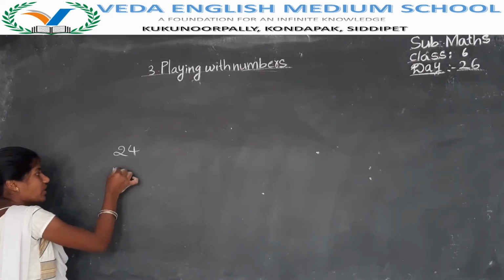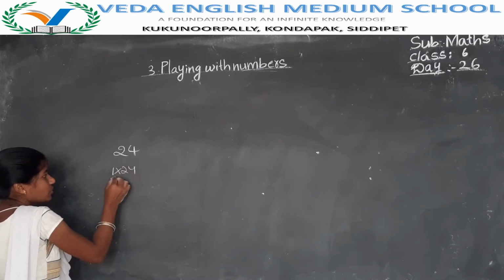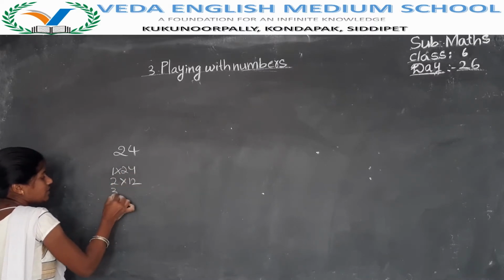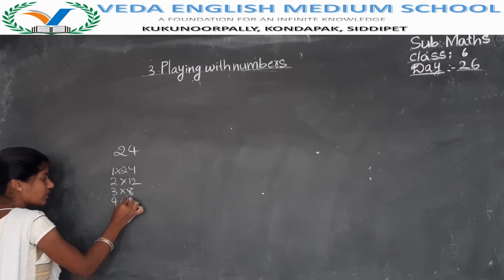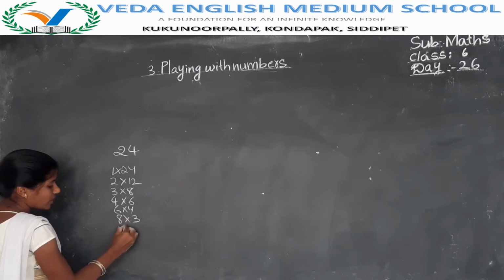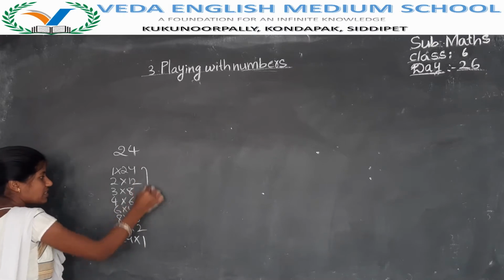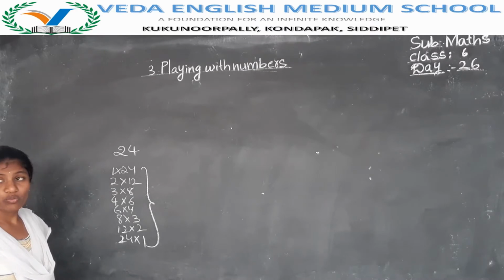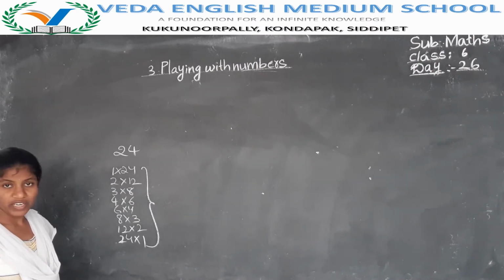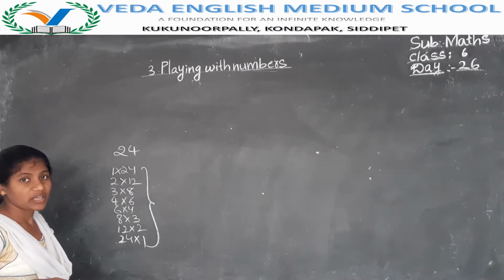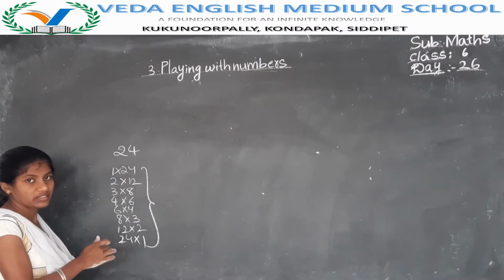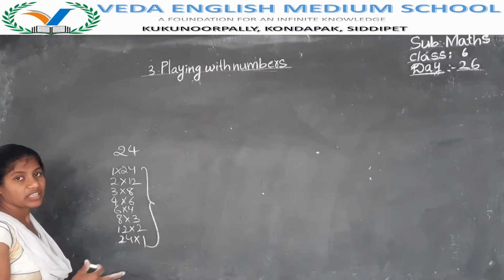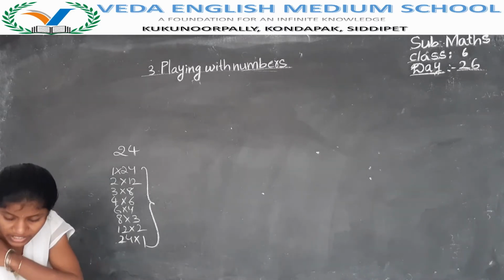The factors of 24 are: 1 24s are 24, 2 12s are 24, 3 8s are 24, 4 6s are 24, 6 4s are 24, 8 3s are 24, 12 2s are 24, 24 1s are 24. These are the factors of 24. Now we are learning about the factorization method. What is factorization? When a number is expressed as a product of its factors, that is called factorization.